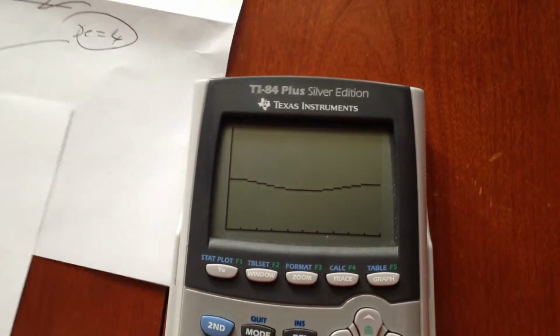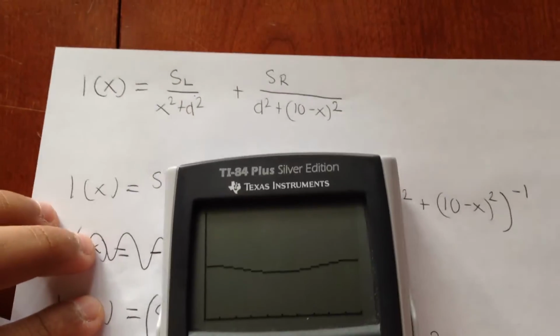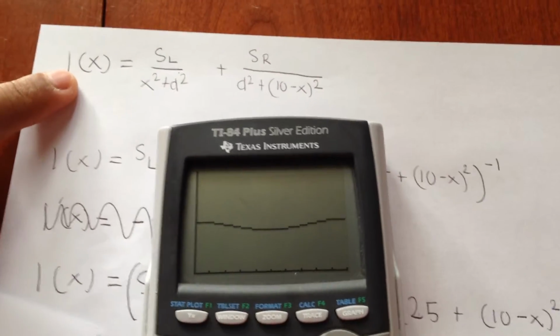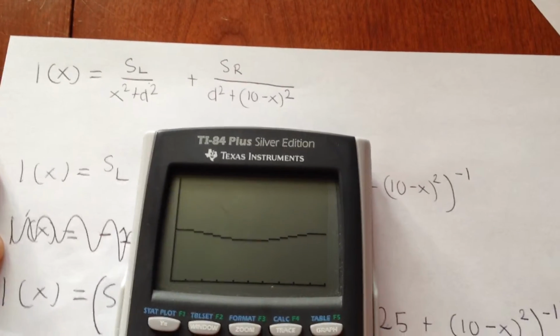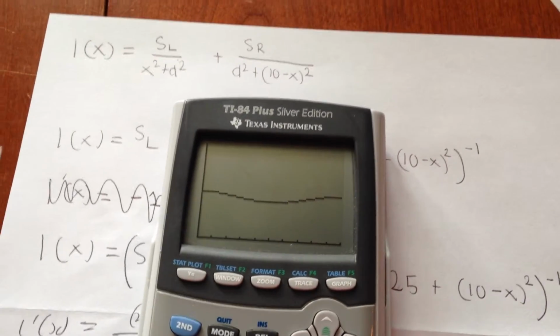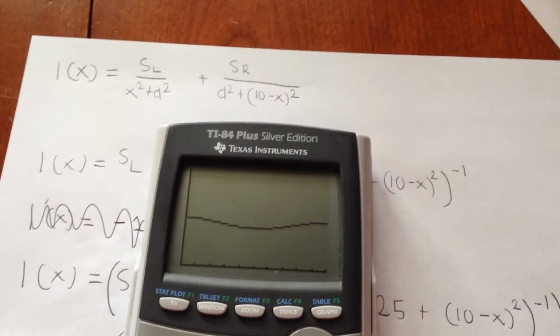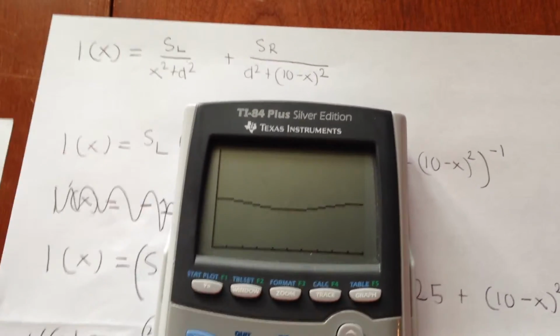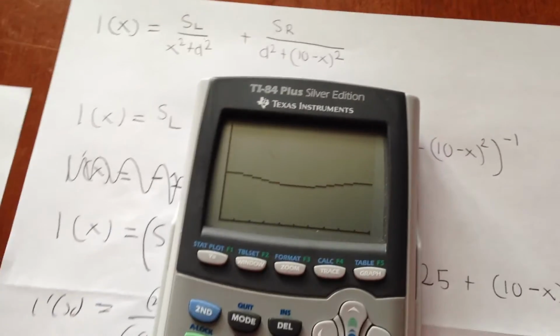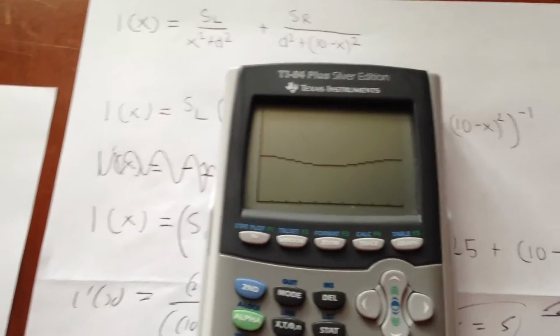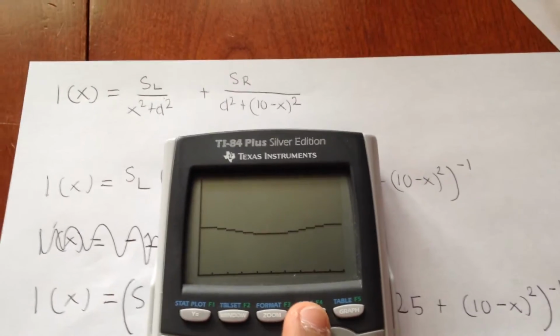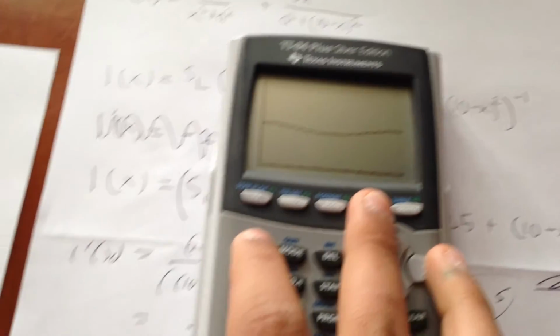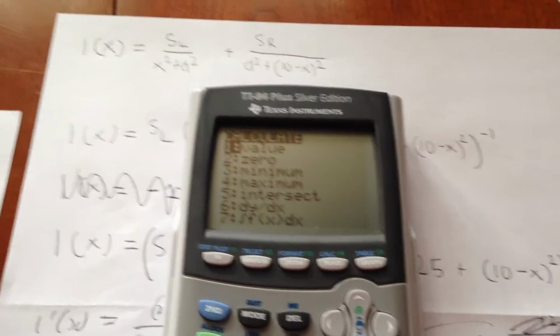Okay, so this is the graph of L of x, and we plugged this formula into the calculator, and this is the original. And the question asks, if D equals 5, use the graphs of L of x and L prime of x to show that the intensity is minimized when x equals 5 meters. That is, when P is at the midpoint of L. So we're trying to prove that intensity is minimized when x is equal to 5 meters.